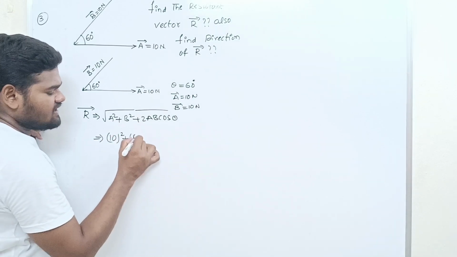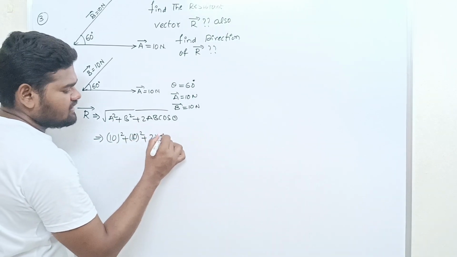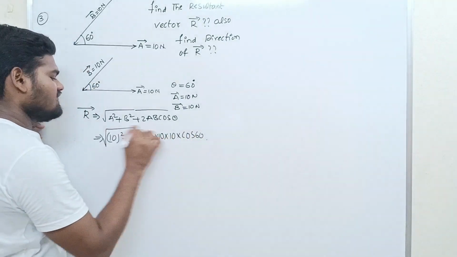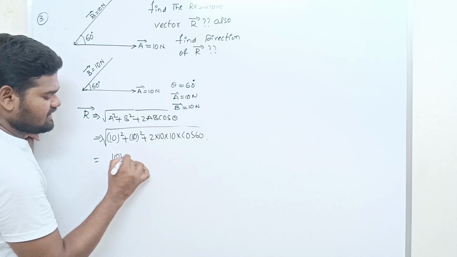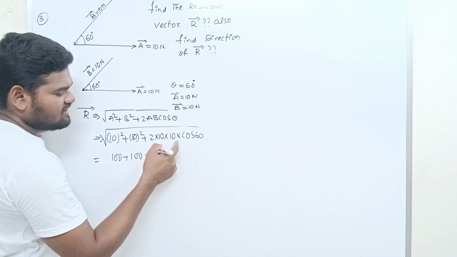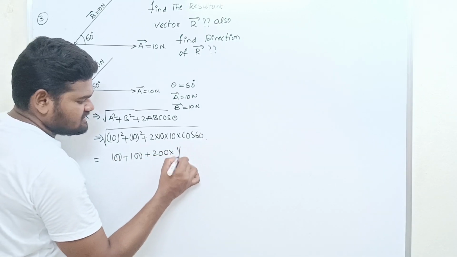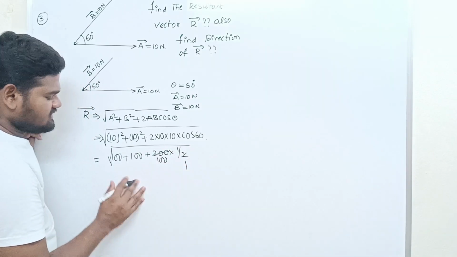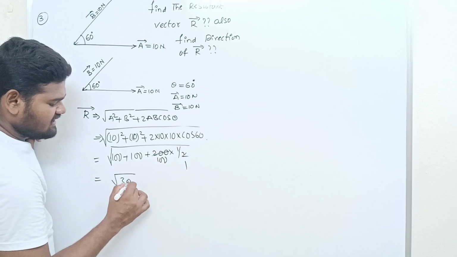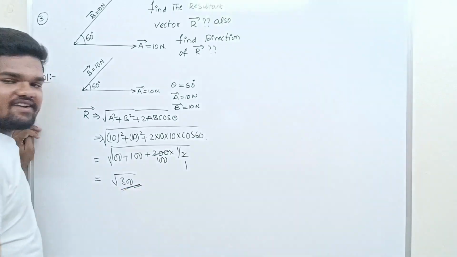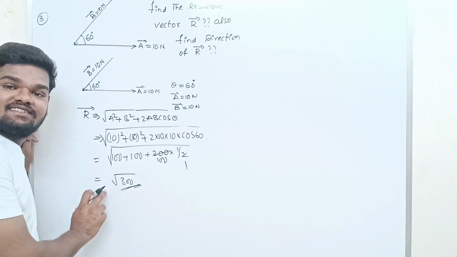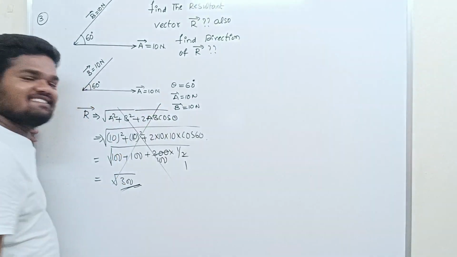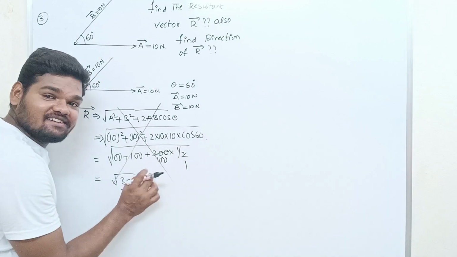10 square plus 10 square plus 2 into 10 into 10 into cos 60, under root. 10 tens are 100, 10 tens are 100, 2 into 100 is 200, cos 60 is 1 by 2, 2 ones are 2, so 200. So root over 300, 100, 100, 100. So this is our answer, sir. 300. Is it clear? This process is wrong. This is a wrong answer.